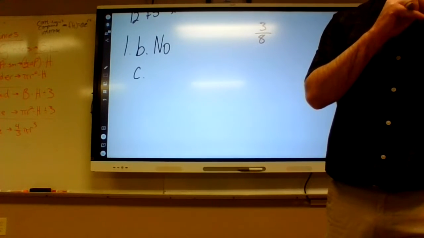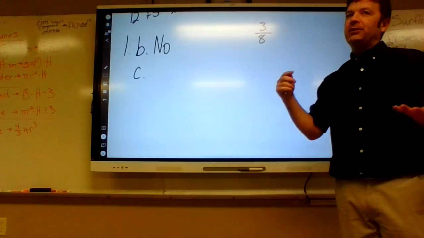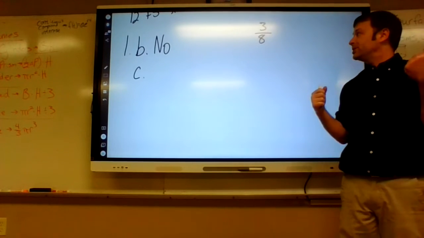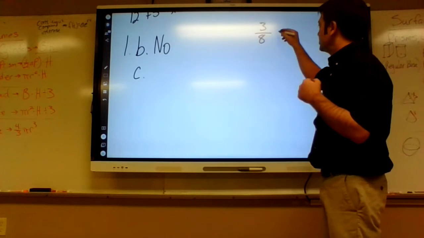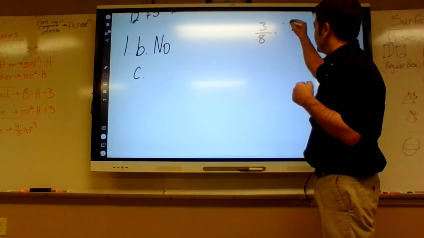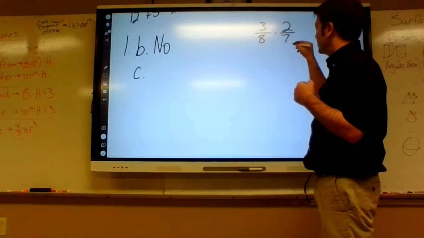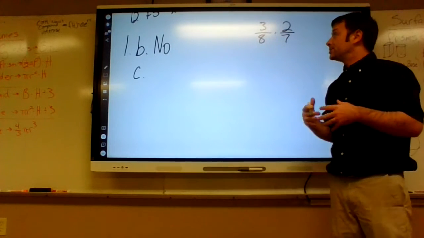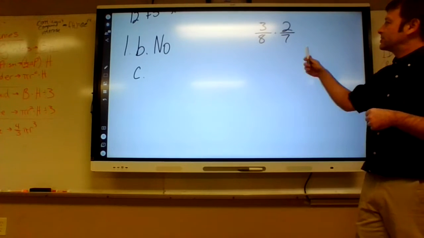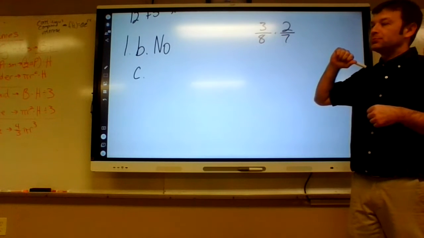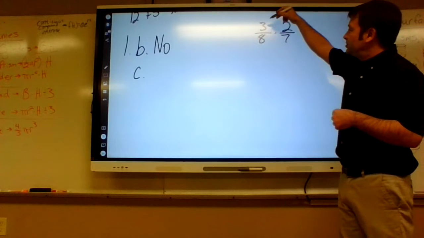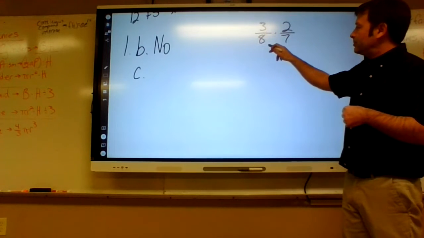Let's see. So it'd be 3 out of 8. And let's say the first ball that you drew out was a red. What's the probability that the second is red? 2 out of 7. Right. So there's only 2 red balls left out of 7 in total now. Why is it 2 out of 7? Because the number of reds went down by 1 and the number of total balls went down by 1.